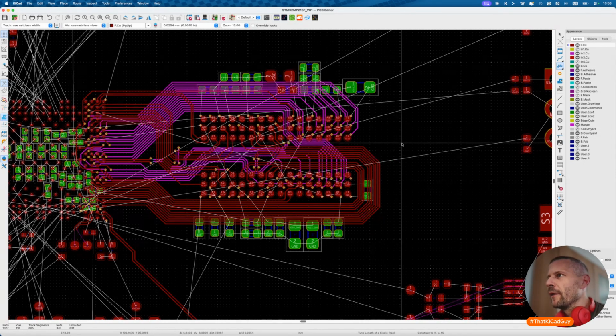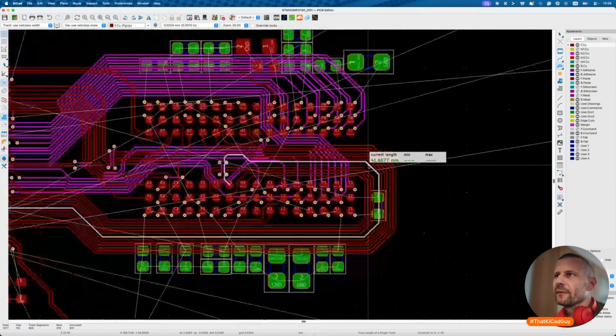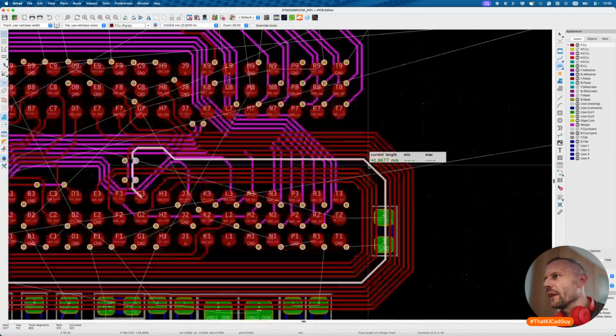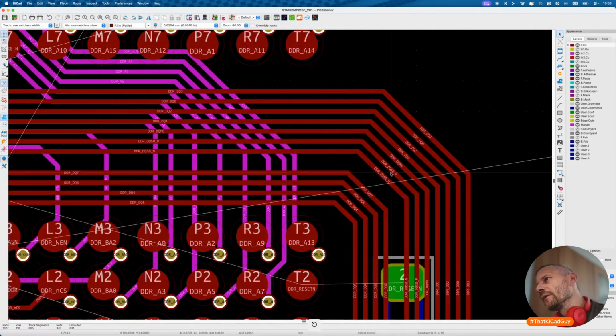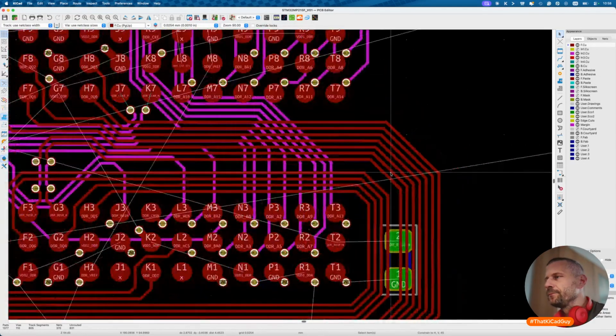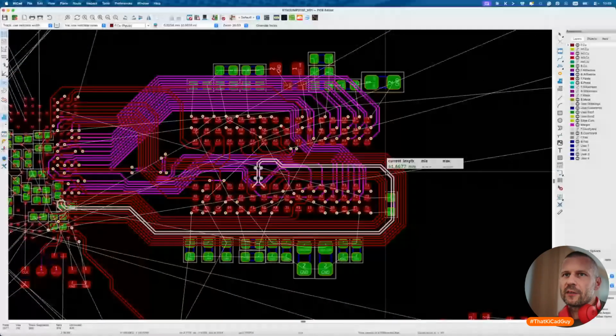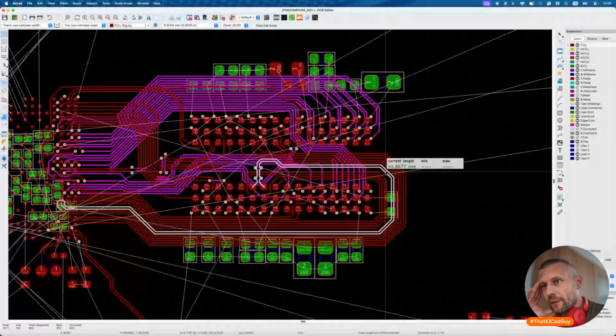This one, the inner one. I wouldn't expect it. And it's a differential pair. Yeah, it's a differential pair with the data strobe signal.